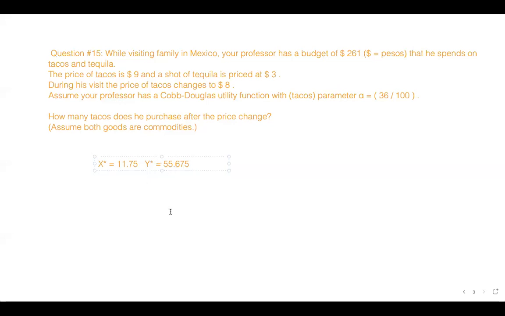But yeah, so these are the right answers for the optimal amount of tacos and tequila. And just by way of noting, only the amount of tacos changed from the previous problem. Now, I do want to show you one other thing before we call it a day. And so let's go ahead and come back and take a look at these problems.